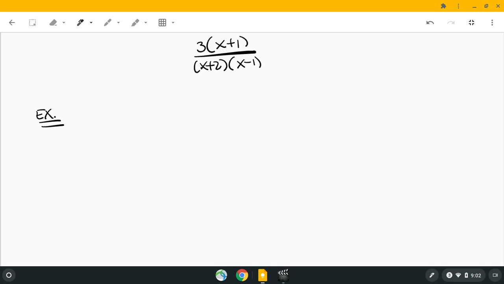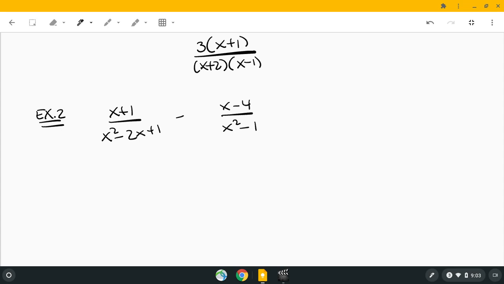Okay, let's do this one. Example 2: x plus 1 over x squared minus 2x plus 1, minus, there's that minus, so we're going to have to be extra careful with that when we do our combining like terms. Okay, x minus 4 over x squared minus 1.